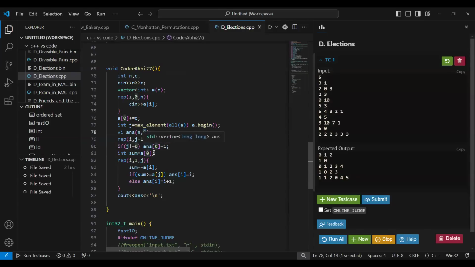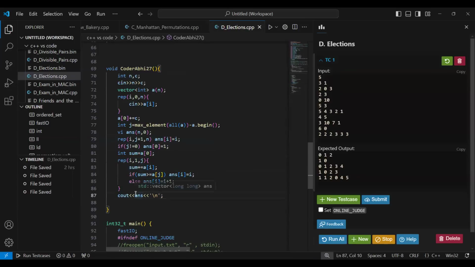Then we took a sum which started with a0, and then we added ai to it, and compared if this sum is greater than aj. aj is our max element, the maximum value. If it is greater than or equal to aj, we would have answer i as i. Otherwise, we would have answer i as i plus 1. And then we can print that answer.